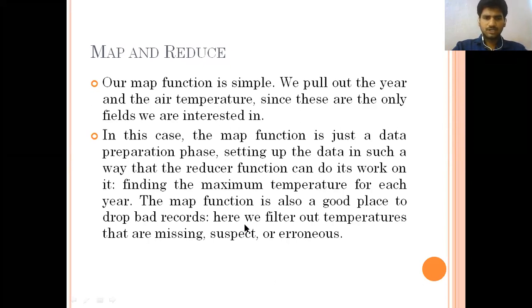So for each year, the mapper function is also a good place to drop the bad records. Here we filter out the temperatures that are missing in any particular year. For example, I already said that in a year we consider whether it is one time, two times, three times or any number of times. We will see how we consider the data.